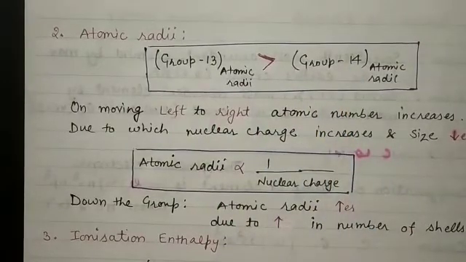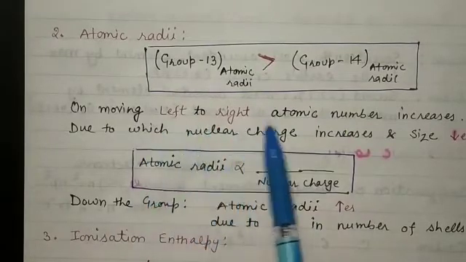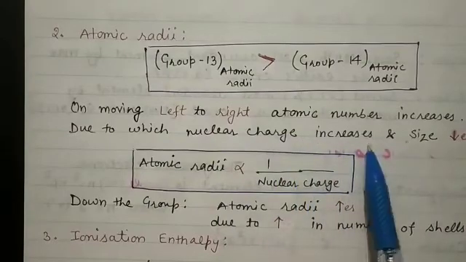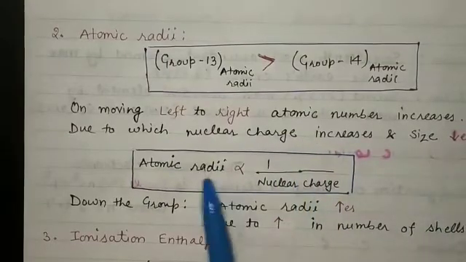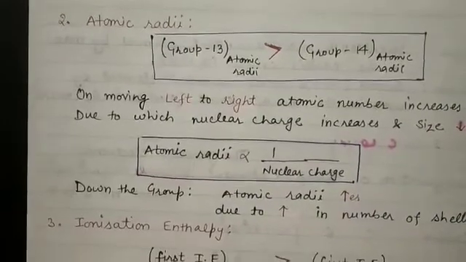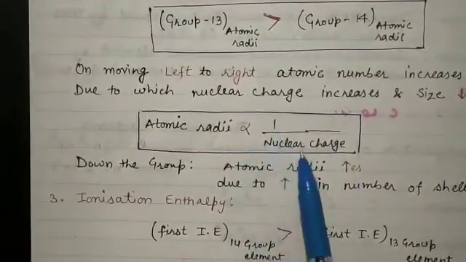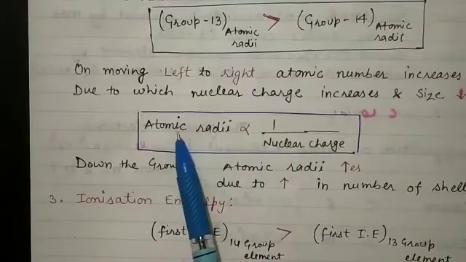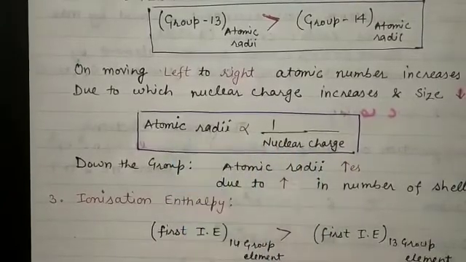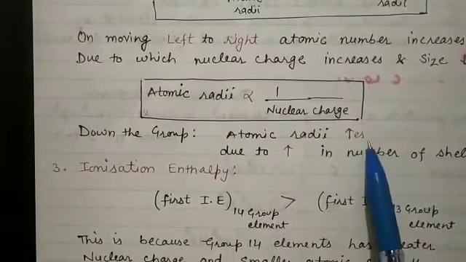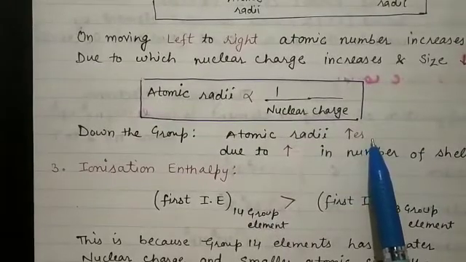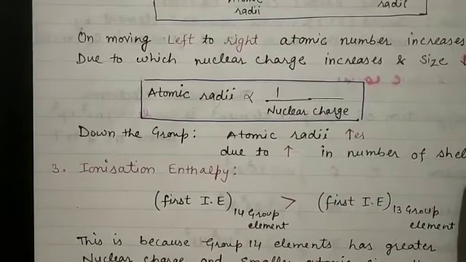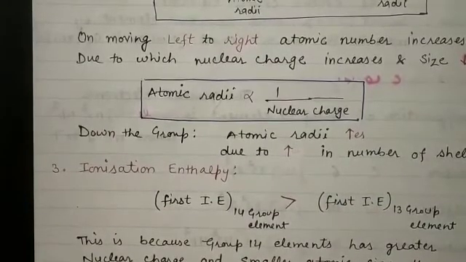We know very well that on moving left to right, atomic number increases, due to which nuclear charge increases and size decreases. Atomic radii is inversely proportional to nuclear charge, meaning the higher the nuclear charge, the lower the atomic radii. Down the group, atomic radii increases because the number of shells increases.